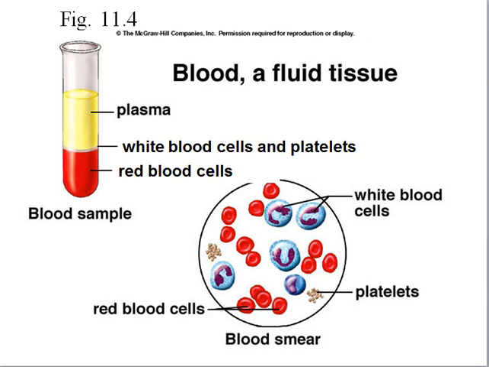I also like this picture because it clearly shows that red blood cells are typically much more abundant than white blood cells or platelets. Sometimes a doctor will ask for a white blood cell count when trying to diagnose a disease. In response to an infection, white blood cells become more numerous.